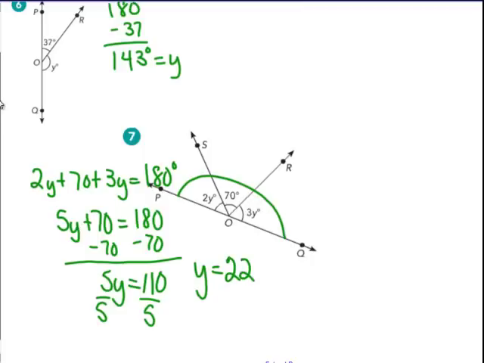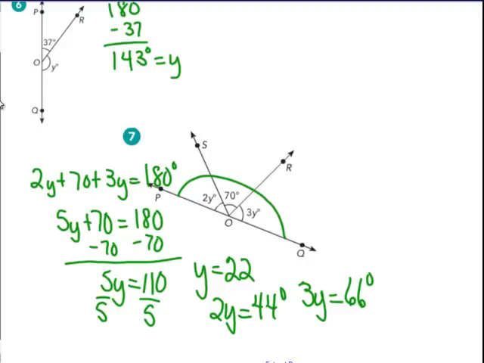So my 2y is how much? 44 degrees. Oh, very good, Josh. 2y equals 44 degrees. Got to put that degree symbol on there. And 3y, 3 times 22, everybody? 66 degrees. Thank you, first period. So 2y is 44 degrees and 3y is 66.